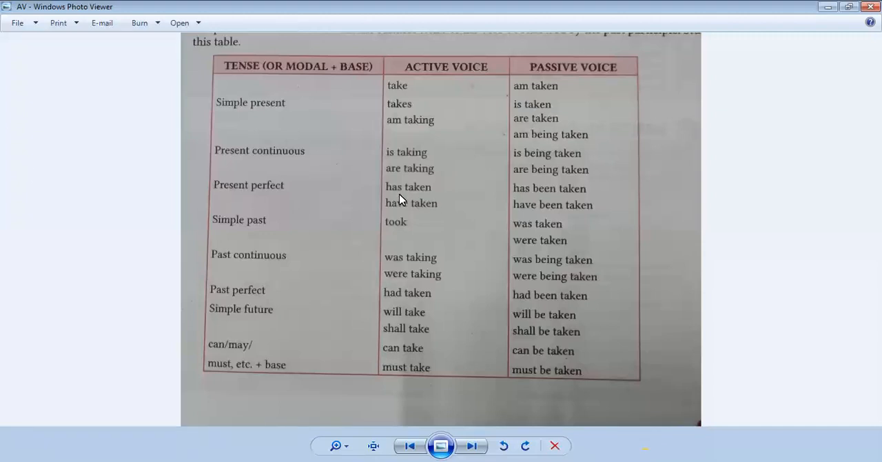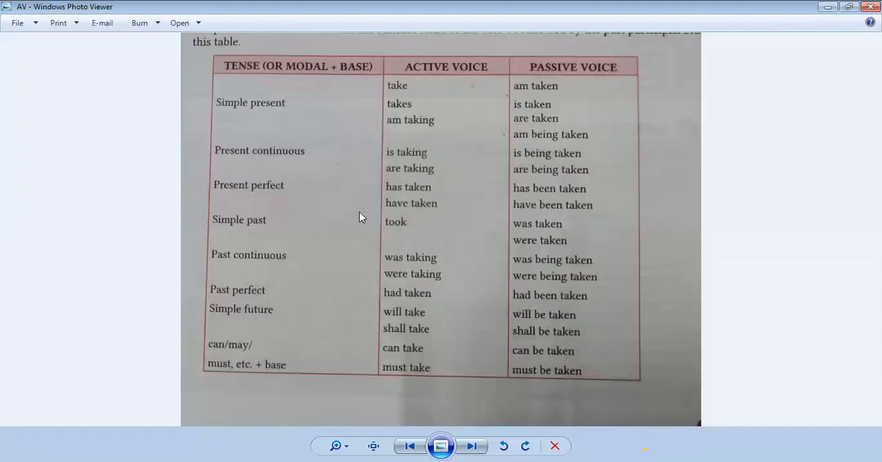Present perfect, it will be either has taken or have taken. Now, depending on the object being singular or plural, you will decide whether you are going to write has or have in passive voice. After has or have, what do we have? Been, B-E-E-N. In continuous tense, you have being. In perfect tense, we write been, B-E-E-N. And then we have the past participle of the verb. So again, she has taken the bags. The bags have been taken by her. This is how you are going to solve.